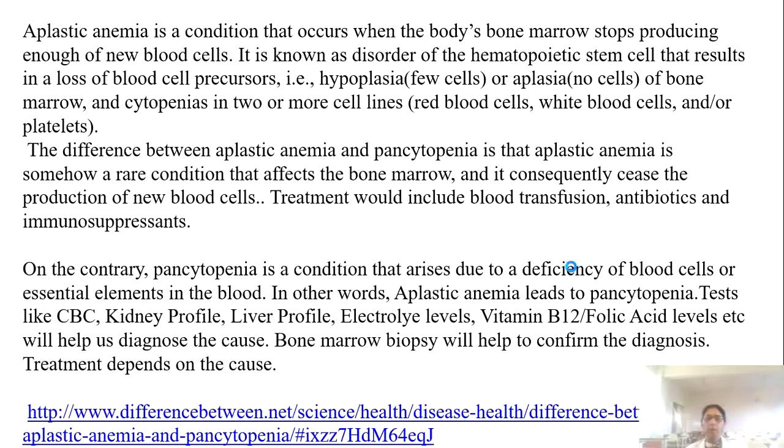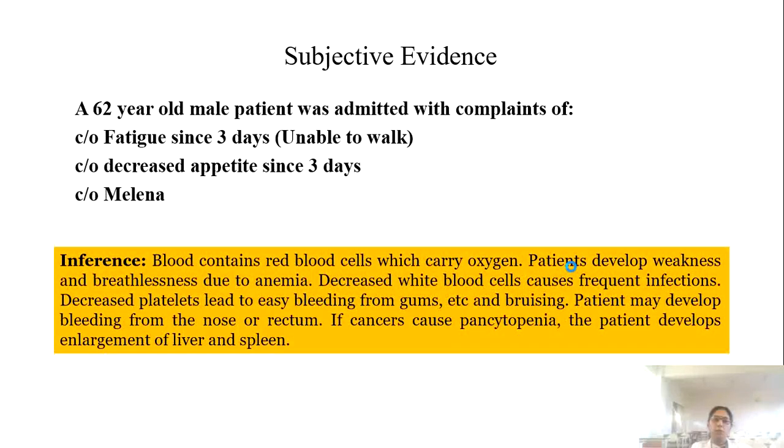To confirm the diagnosis, along with the other tests, the bone marrow biopsy will help. The other tests I mentioned are done to rule out whether the person has any other complications with the kidney or the liver, or an electrolyte imbalance. This is how we differentiate between the two.